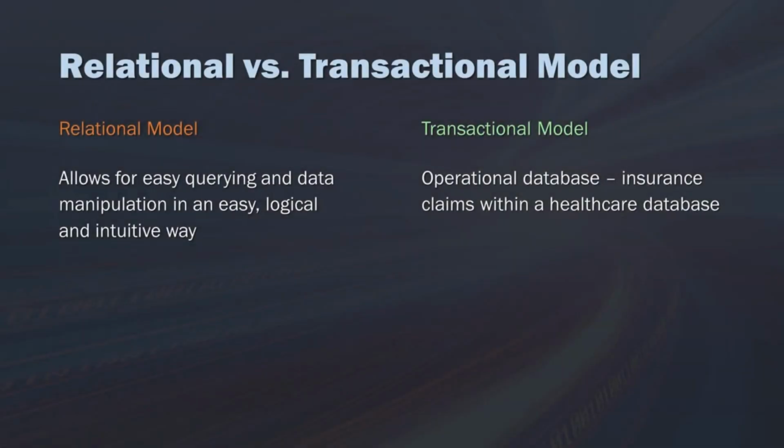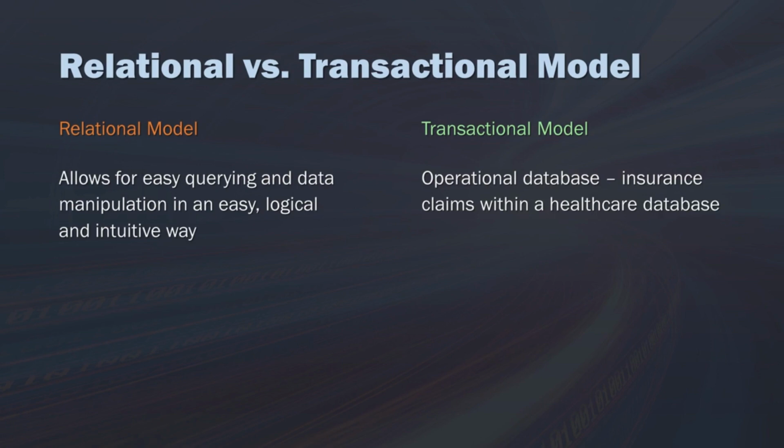I want to kick off this video by talking a little bit about relational versus transactional database models. A relational model is a database design that shows the relationships between the different tables, and this is really used to optimize querying data, making it easy and intuitive to access the data. Transactional, on the other hand, you can think of as a more operational database.